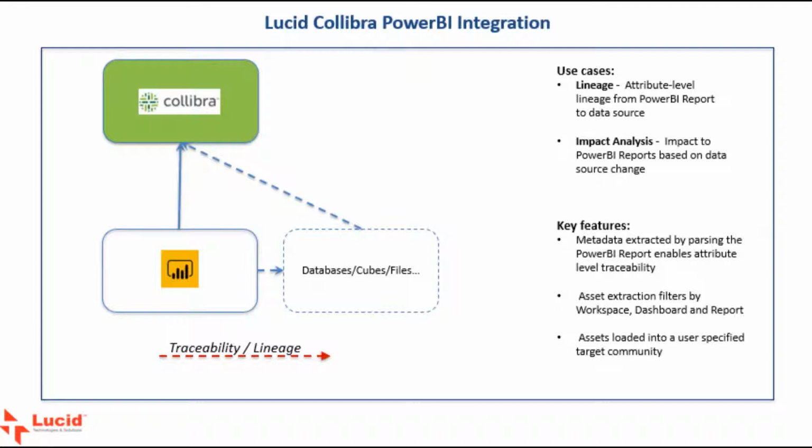Some key features of this integration are: metadata extracted by parsing the PowerBI report enables attribute-level traceability. Asset extraction filters by workspace, dashboard, and report. Assets are loaded into a user-specified target community. In this video, we will look at how the PowerBI metadata is organized in Collibra, and how the lineage is presented across dependent PowerBI elements.